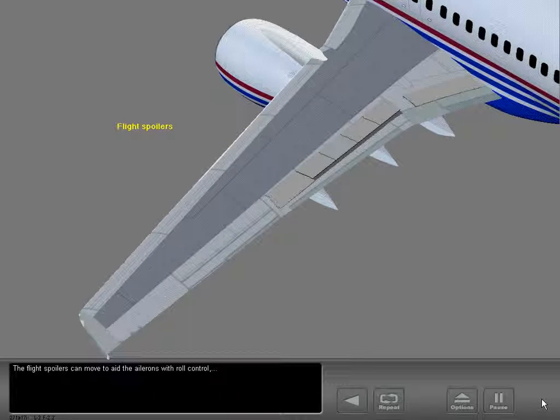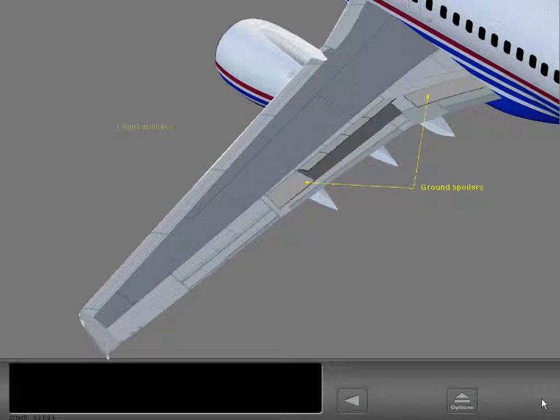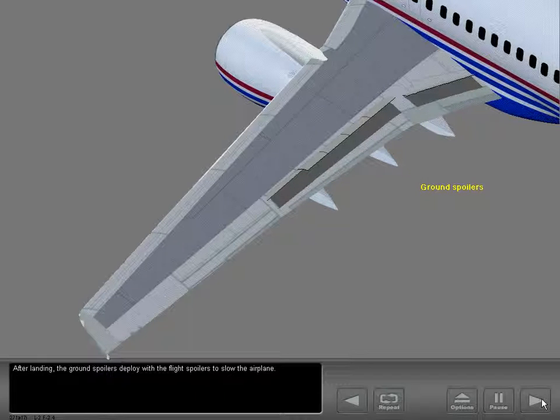The flight spoilers can move to aid the ailerons with roll control, or they can be used to slow the airplane. After landing, the ground spoilers deploy with the flight spoilers to slow the airplane.